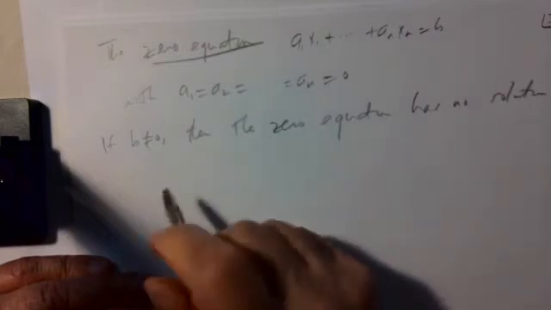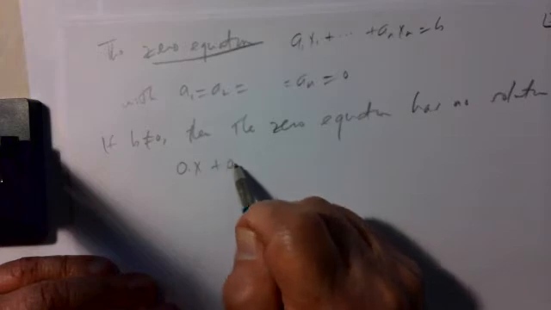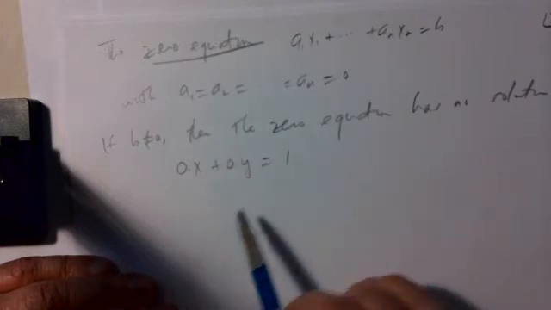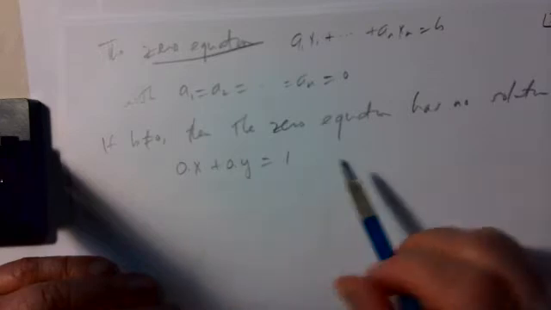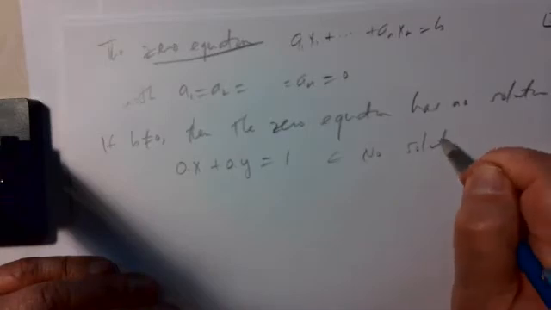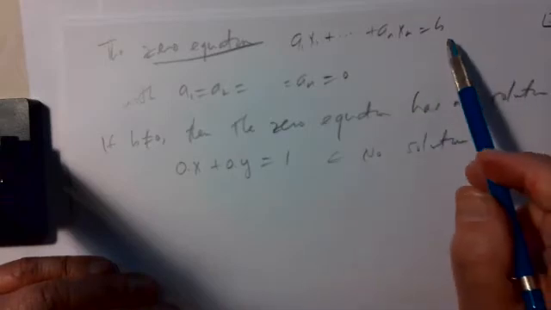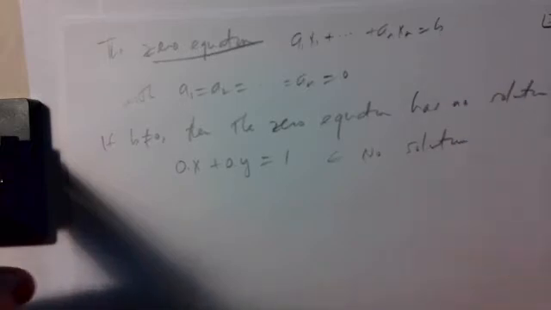has no solution. That is, suppose you want to solve the equation 0 times x plus 0 times y equals 1. Well, no matter what you choose for x and y, the left-hand side is 0, and you'll never get 1. So this has no solution. And in general, if you have a zero equation, if this number b is different from 0, there's no solution.